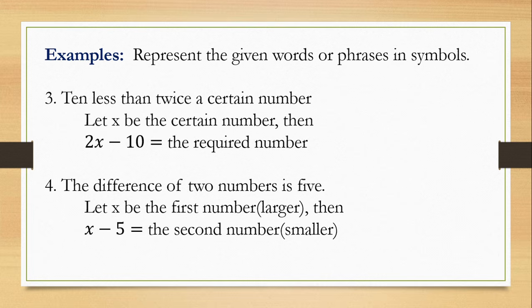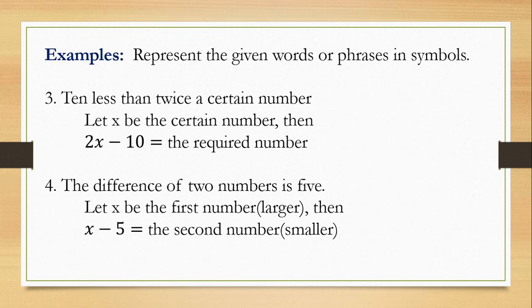So we have number 3. 10 less than twice a certain number. We know that x is the certain number. So sabi yan, 10 less than twice a certain number. Eh, alam natin ang x natin is a certain number. Kaya lang sinabi yan twice. So we have 2x minus 10. So that is the required number.